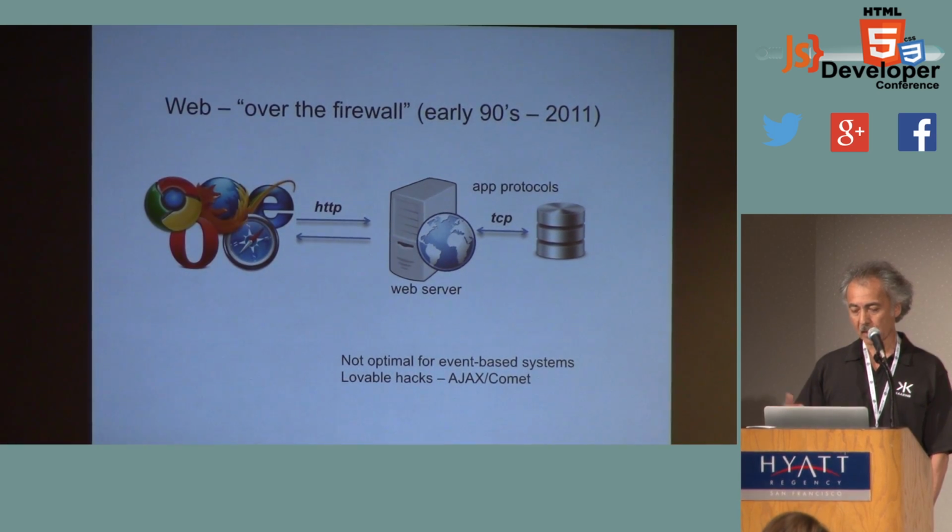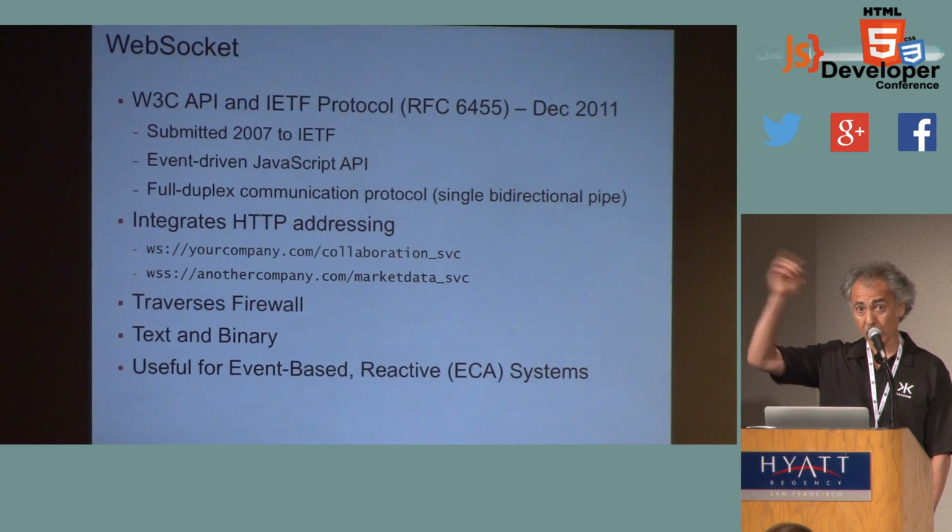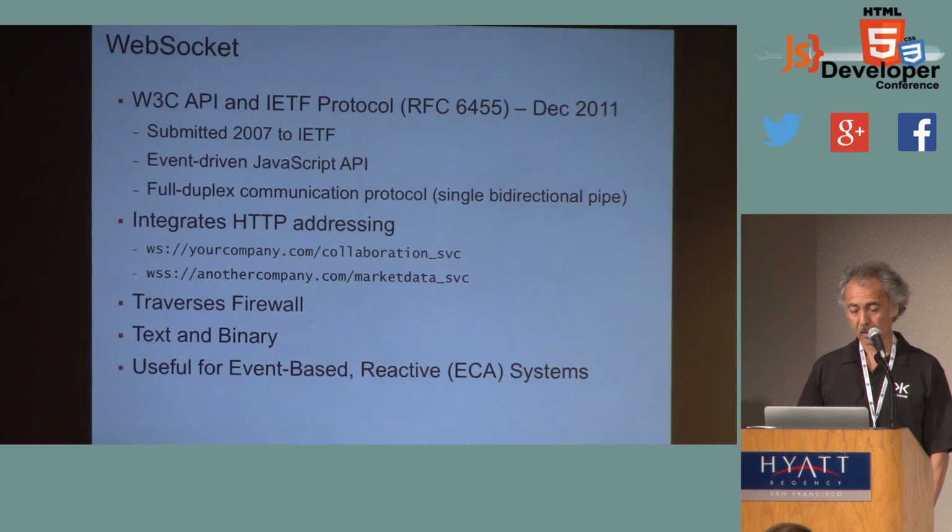And to do things like simulated notification systems, simulated real-time, HTTP wasn't really suited for that. So we came up with some lovable hacks, right? Ajax and Comet were hacks that were basically simulations of real-time. And we don't need them anymore. They served their purpose, and our hats are off to the people that invented those things.